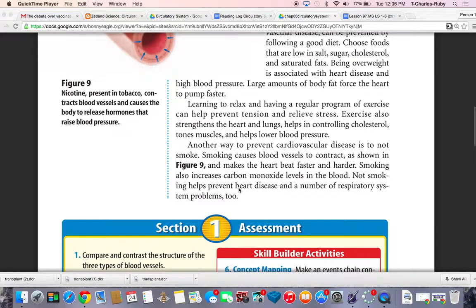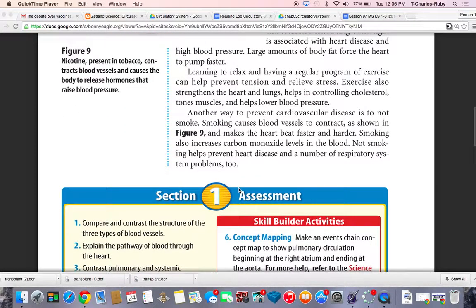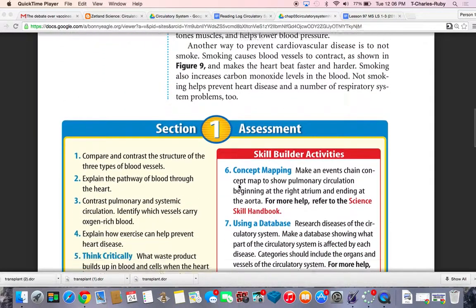Another way to prevent cardiovascular disease is to not smoke. Smoking causes blood vessels to contract, as shown in Figure 9, and prevents the heart from beating faster and harder. Smoking also increases carbon monoxide levels in the blood. Not smoking helps prevent heart disease and a number of respiratory problems.